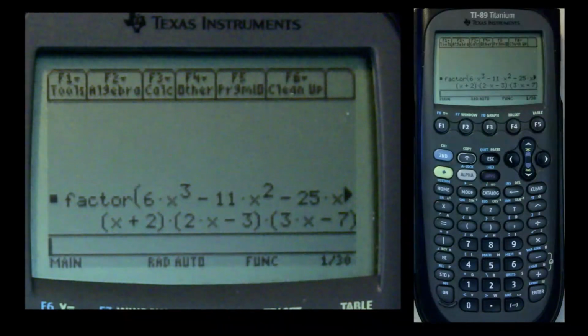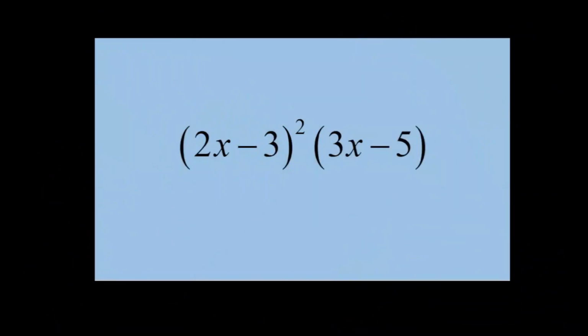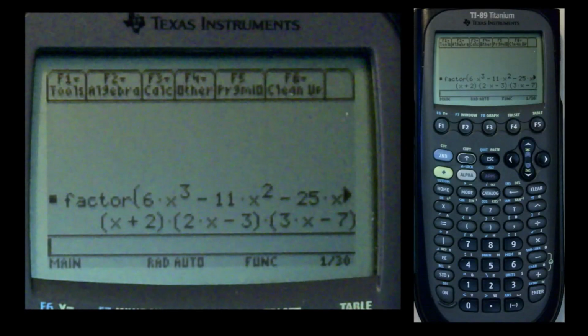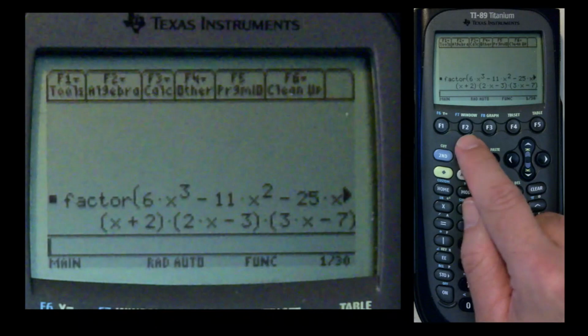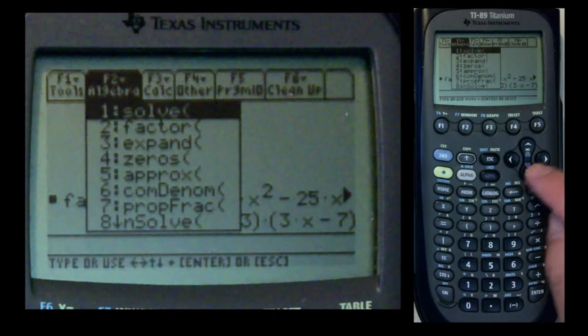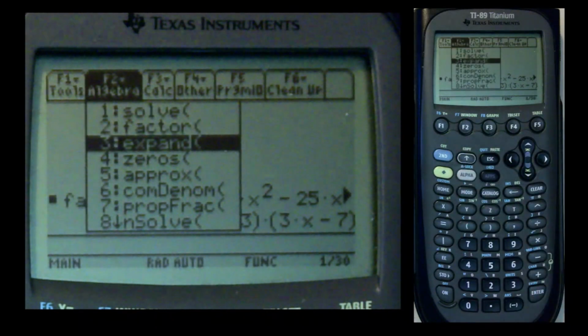The next thing is basically doing the exact opposite of that. So let's take a look at this expression. You can see that that's something that we would want to maybe multiply out if we don't need to have it in factored form. So we can do that on our calculators. Back to the algebra menu under F2, you can see number 3 there, which you can either hit 3 or move down and highlight it and hit enter.